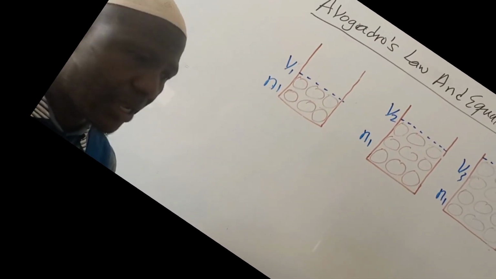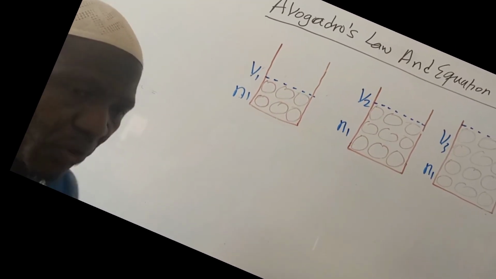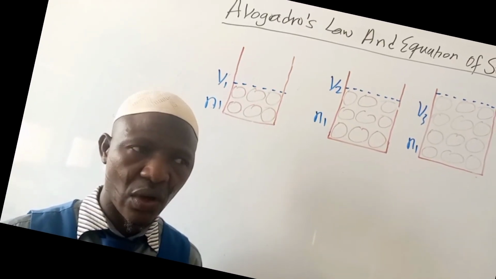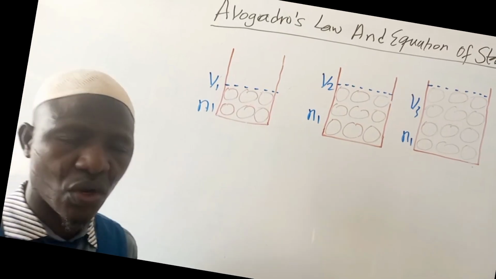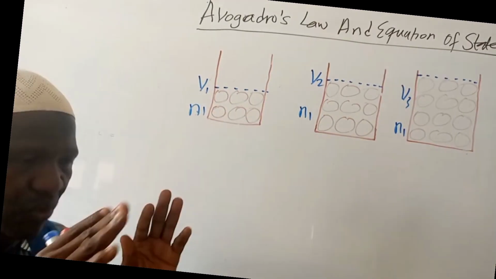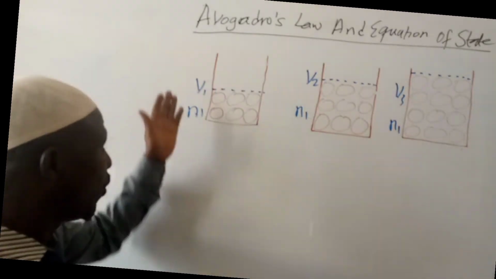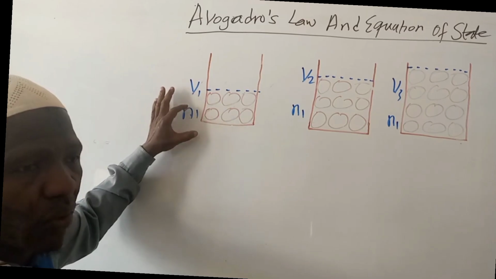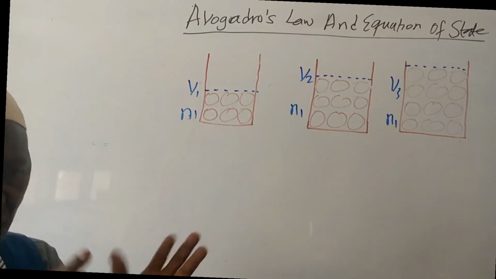Today's topic is Avogadro's law and the equation of state. This will be the second part of our gas law. Don't forget, in our previous topic, we discussed Boyle's law, Charles' law, and Pressure law, which is also called Gay-Lussac's law. So today we are going to compare two things: the volume occupied, and the amount of substance, or number of moles in the container.